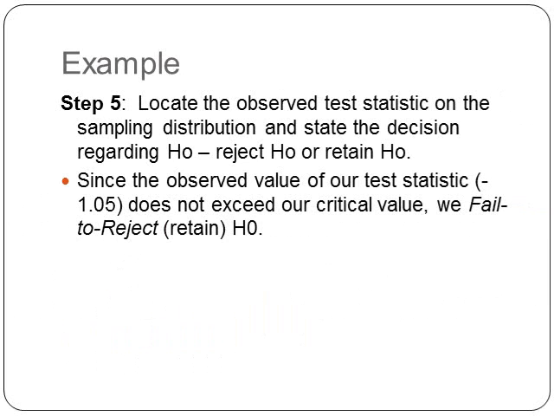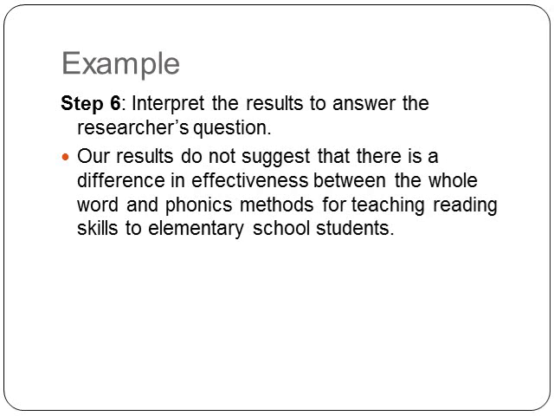Now we locate the observed test statistic. We can compare it to our critical value. In this case, we can clearly see that negative 1.05 did not exceed those critical values we showed you earlier. We now interpret the results. We can say that our results do not suggest there's a difference between the phonics and whole word methods.